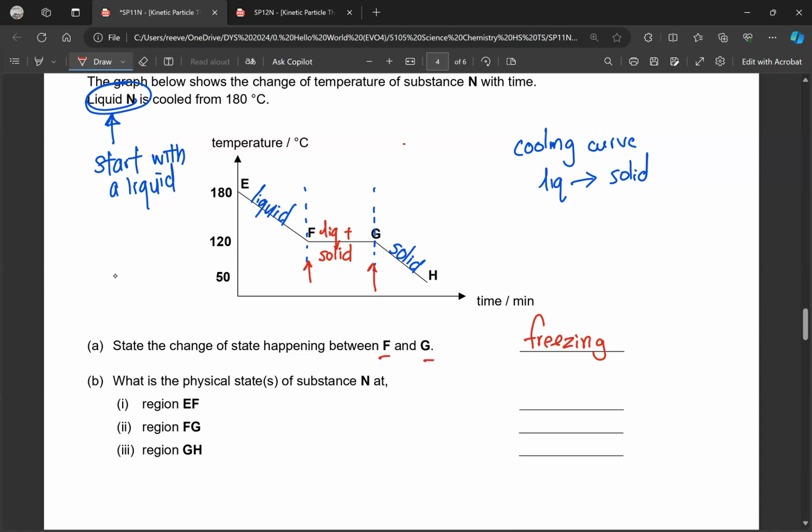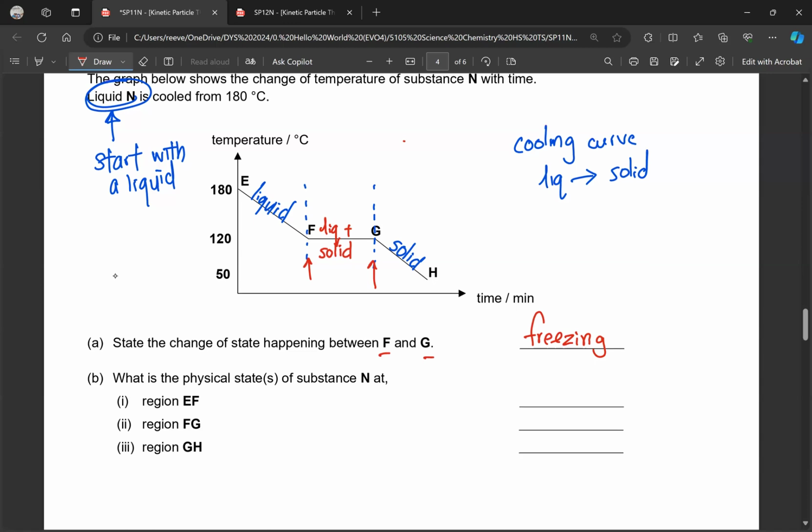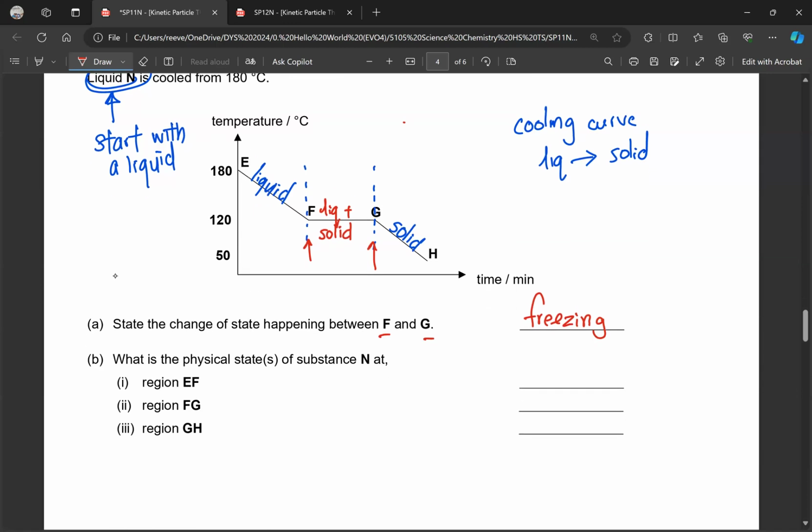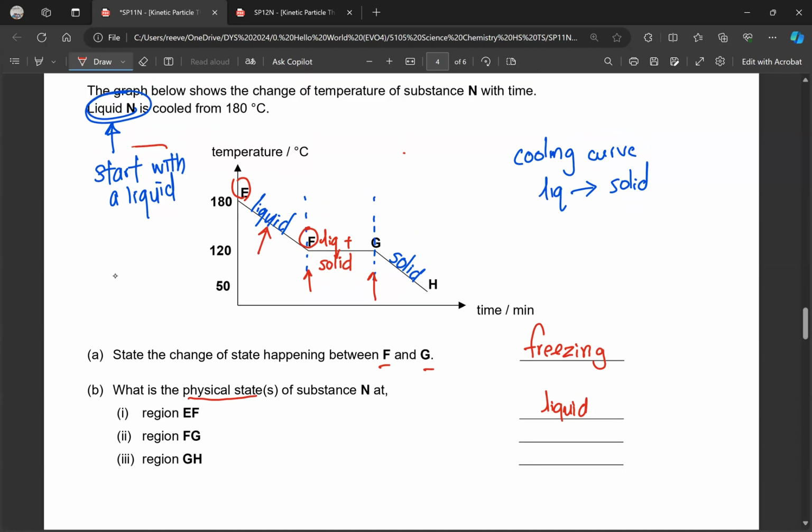Any question? Okay. What is the physical state of N at this place? E and F. Where's E and F? E is here. F is here. So the answer is liquid. It's indicated liquid. Quite straightforward, right? If you read the question, it starts with a liquid. You must read the question, if you forgot to read then there's a problem.